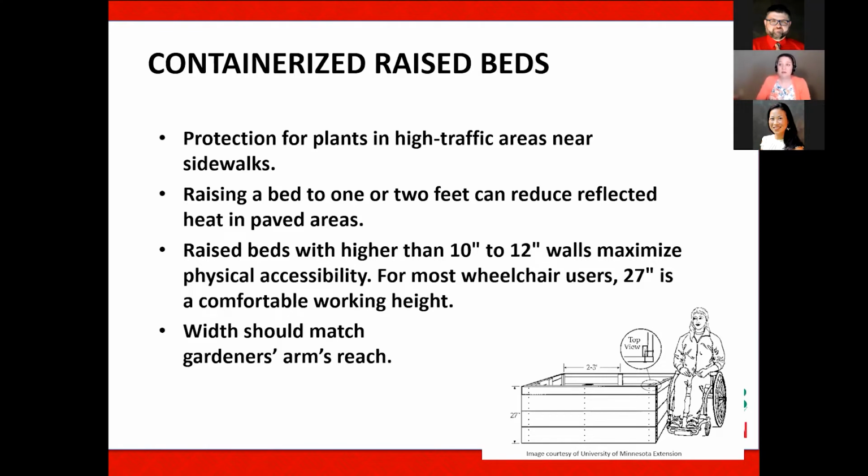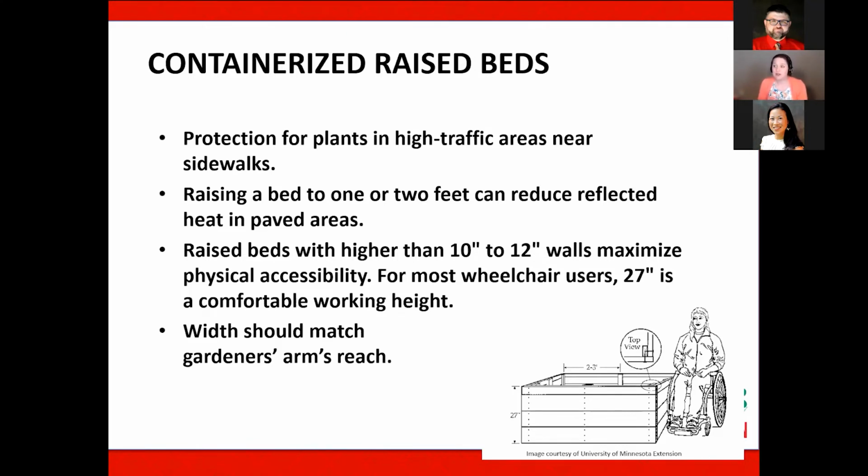But what containerized raised beds do is you can put them in areas that have high traffic, and it helps to protect those plants from those high traffic areas. Raising a bed up high enough can help to reduce the reflected heat on paved surfaces. So if we have somebody in a wheelchair, there's going to be those paved surfaces or those ADA compliant surfaces. And so by raising that up, we can help to reduce that reflected heat. So by raising that bed up higher than 10 to 12 inch walls, we maximize that physical accessibility.